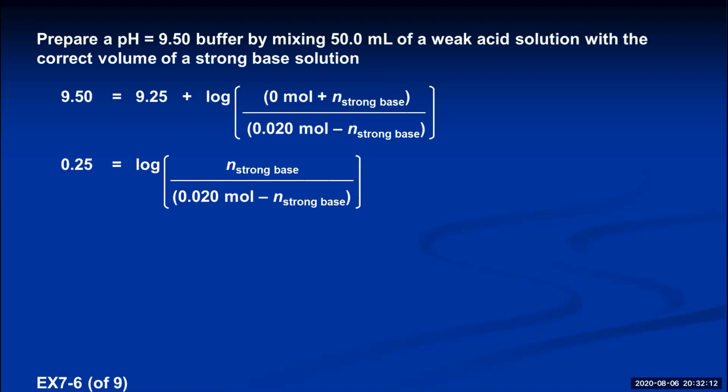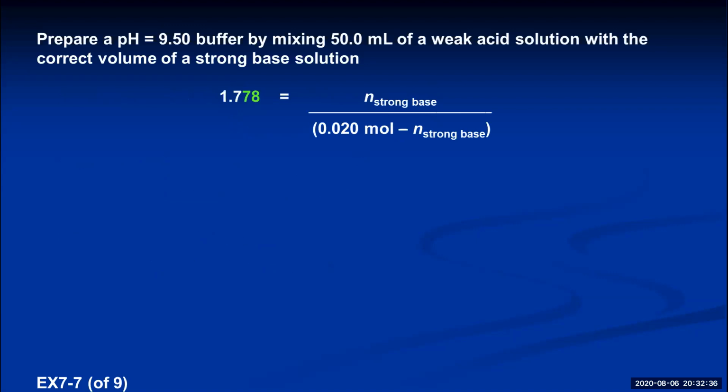If I raise each side of the equation to 10 as a base, or take the antilog of each side of the equation, the antilog of the left side turns out to be 1.778, with the 8 as a guard digit. And the antilog of the right side is just going to be what you have in the parentheses. It's just going to be the moles of the strong base over 0.020 moles minus moles of the strong base. Let me move that up to the top, and let's continue.